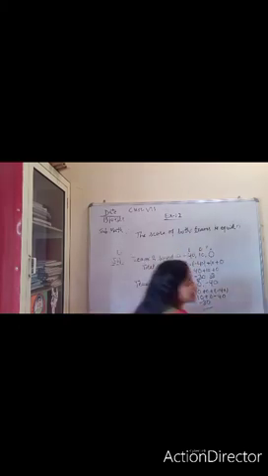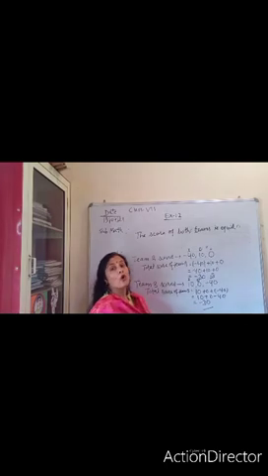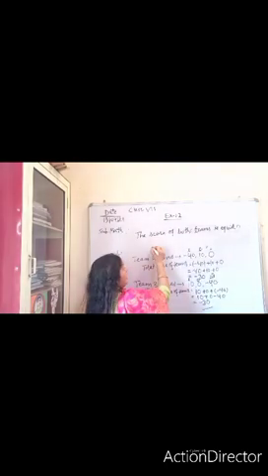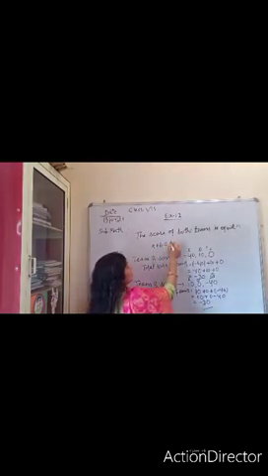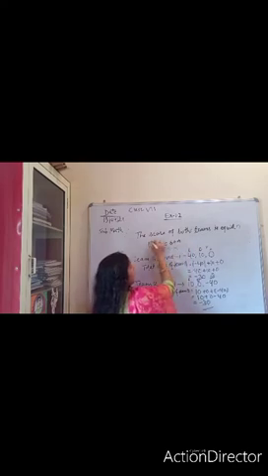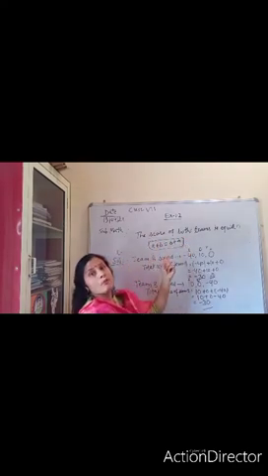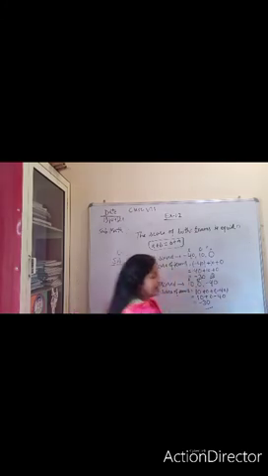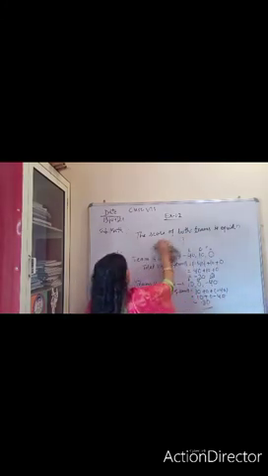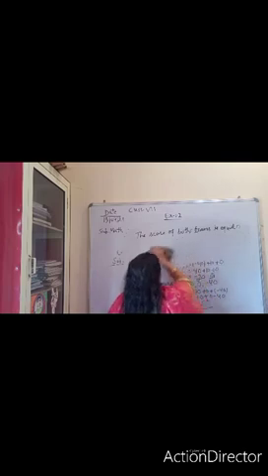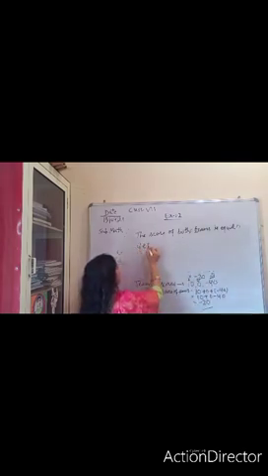It's not for subtraction. The name of the property was commutative property. I told you A plus B equals B plus A. This is your second property, commutative property. Because the question is asking, we will write down here, yes.